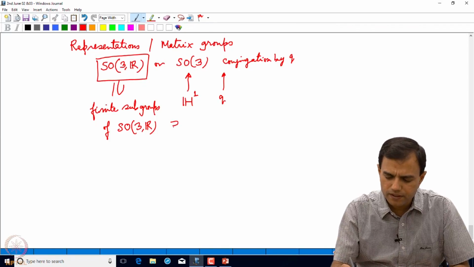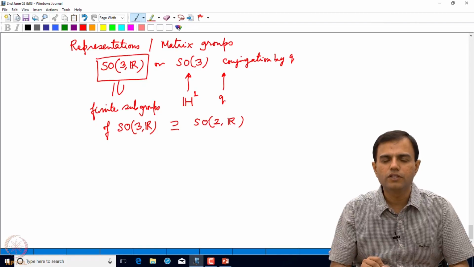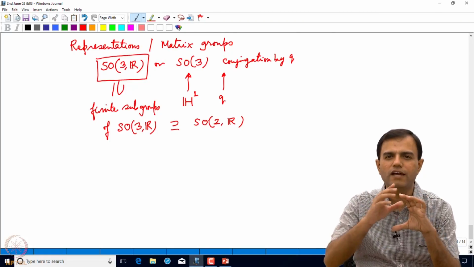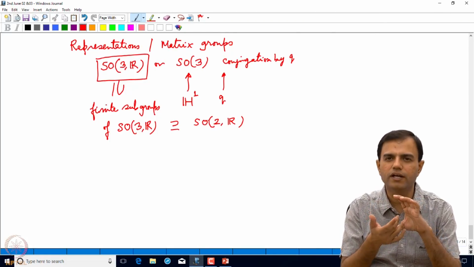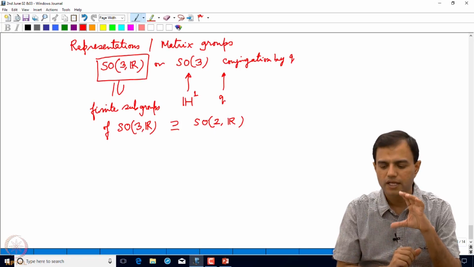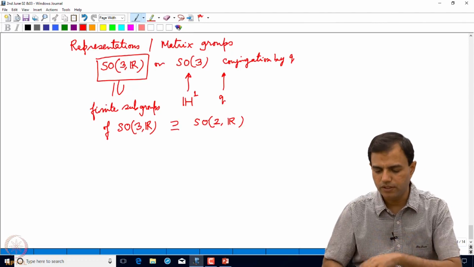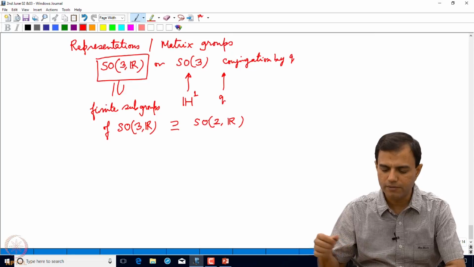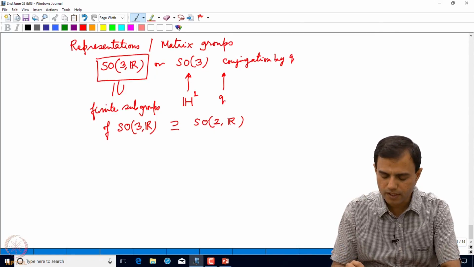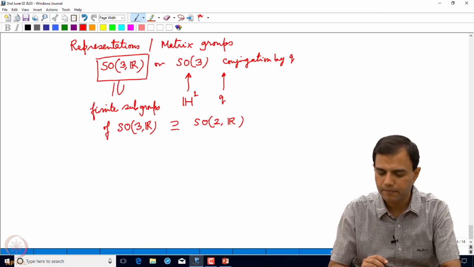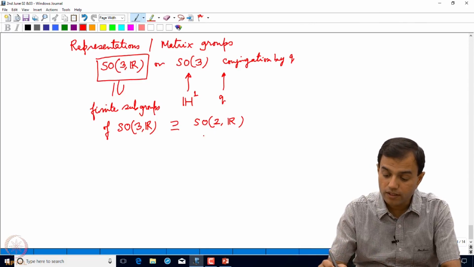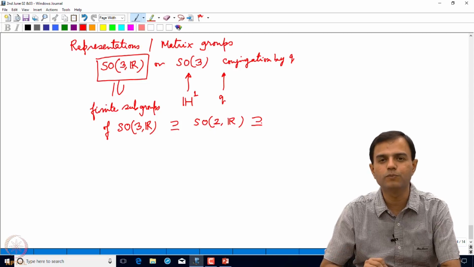Before we do that, it's very clear to us that SO2 is a subgroup of SO3. These are rotations in 2 dimensions. I can always fix the axis, say I am fixing the z axis and I am rotating. That rotation is just a rotation in 2 dimensions, and therefore SO2 can be thought of as a subgroup of SO3. Rotations in 2 dimensions can be thought of as rotations in 3 dimensions as well. And what are the finite subgroups of SO3(R)?